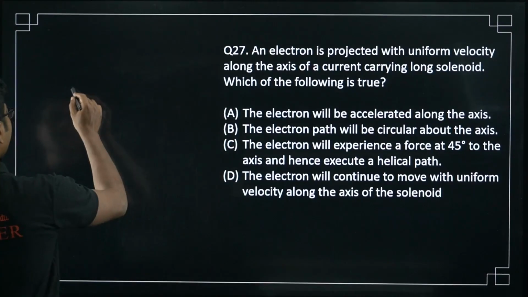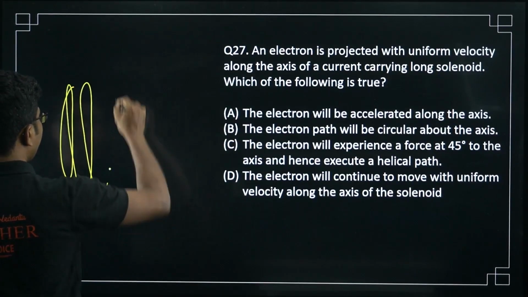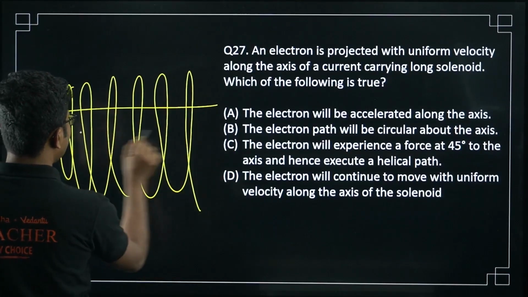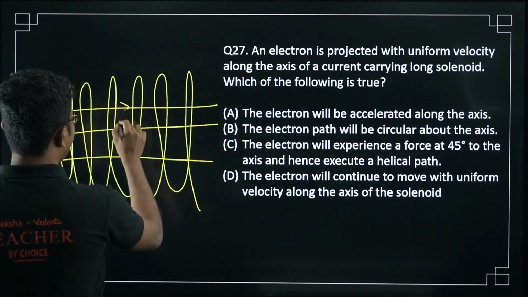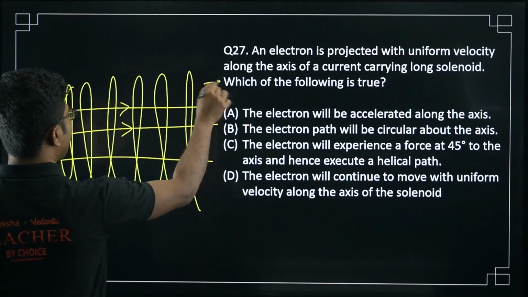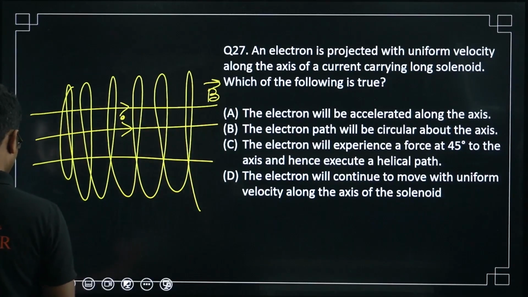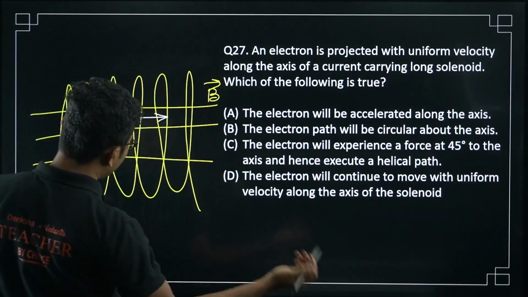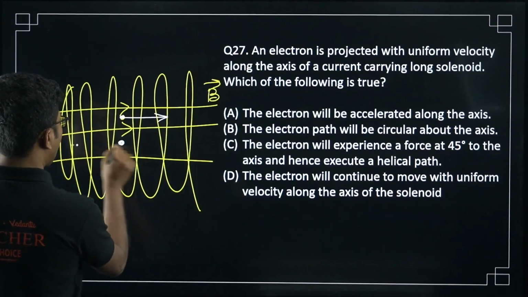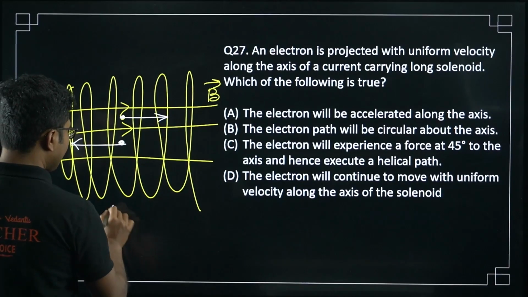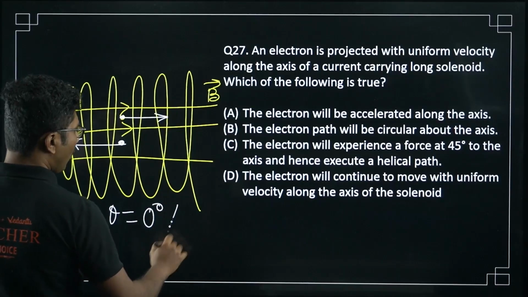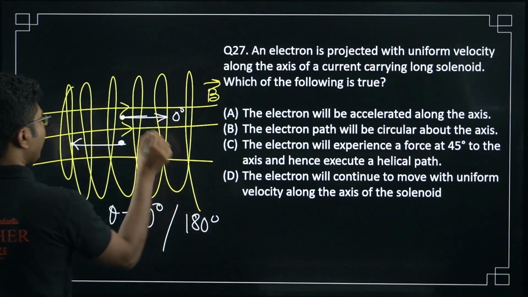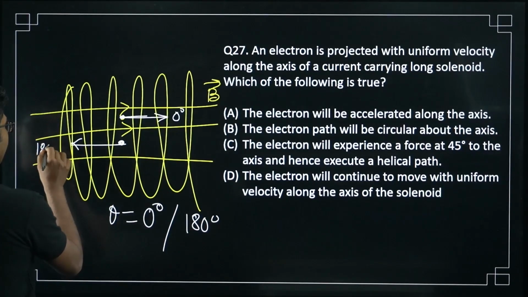Okay, so along the axis of a long solenoid, you basically have a constant magnetic field inside it. You have projected an electron or charged particle in this direction, maybe the opposite direction, either this side or this side. So what is the value of theta? Theta is either 0 degrees or 180 degrees. If it is going in the same direction, this is 0 degrees. If it is going in the opposite direction, the angle will be 180 degrees.